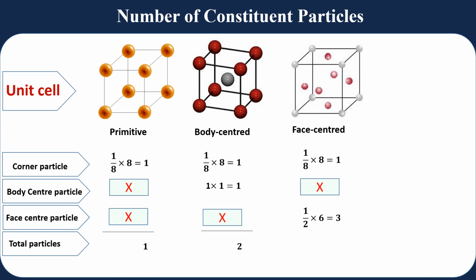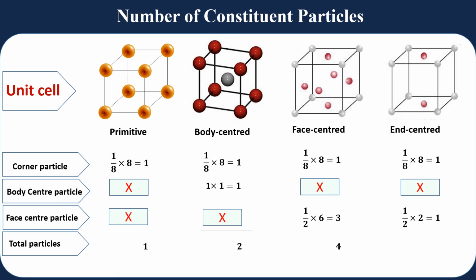In the face centered unit cell, corner particles are there, so their contribution, 1 by 8 into 8, is equal to 1. There is no body centered particle. But in face centers, there are 6 particles. 6 faces are there, 6 particles are there. Each particle contributes half into the unit cell. Therefore, 1 by 2 into 6 is equal to 3. So the total number of particles in a face-centered unit cell is 4.